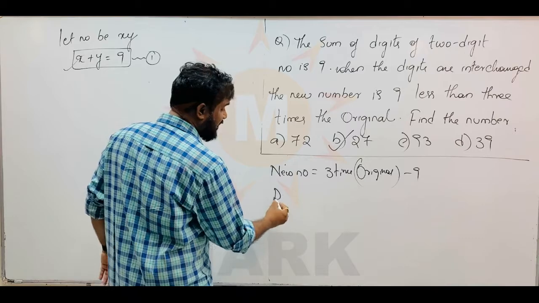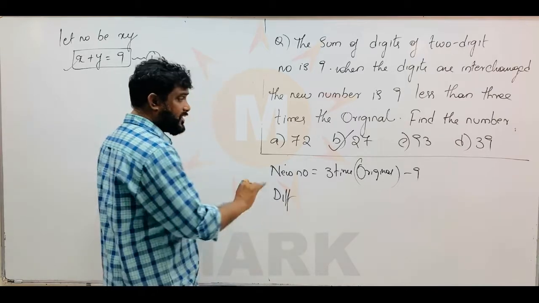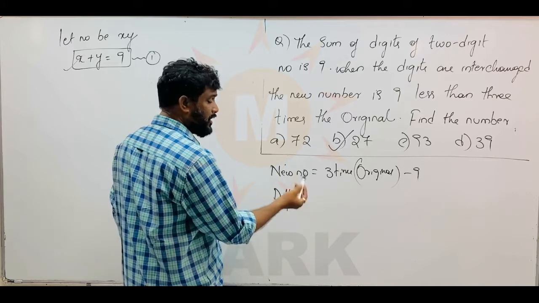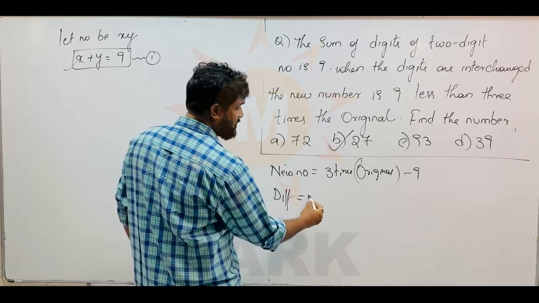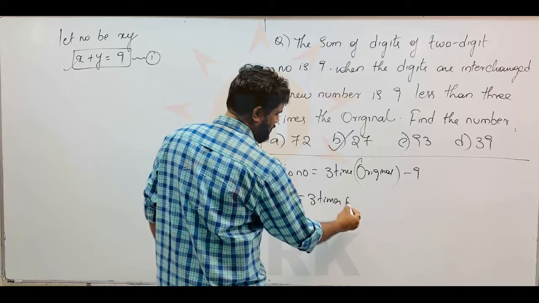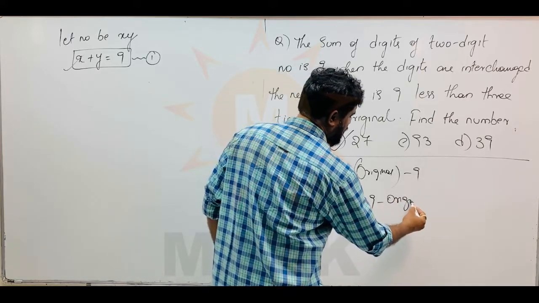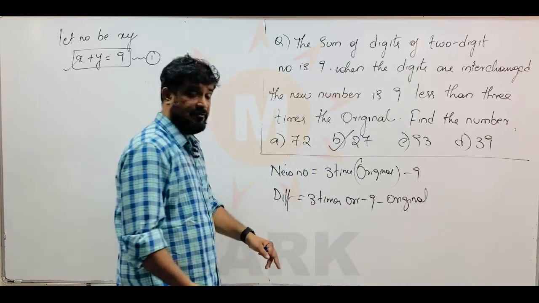So what is the difference? What is the difference between the new number and the original, the new number and the old number? My dear friends, this is 3 times original minus 9, minus 1 time original number. You have to reduce. Am I right or not? That is the difference. This is the new number.